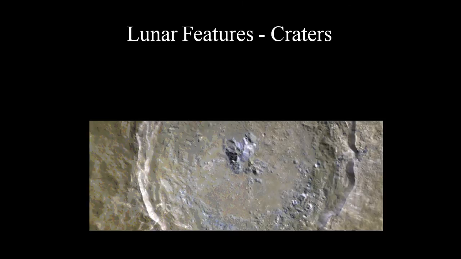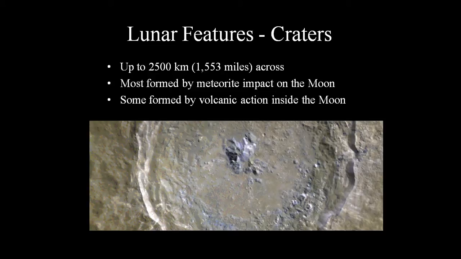Now, the moon features surface features. One is craters, and they can be as big as 2,500 kilometers or 1,553 miles across. And most are believed to be formed by meteorite impact that occurred on the moon, although there are some that may have been formed by volcanic action inside of the moon.